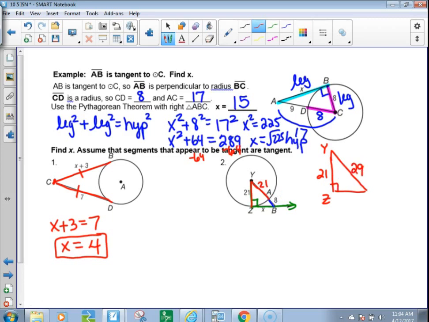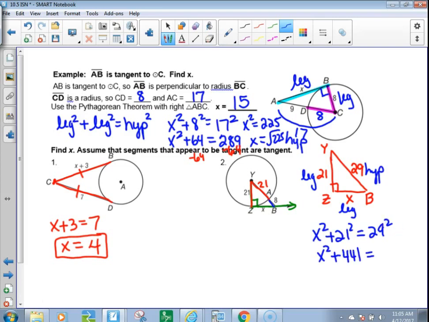And then down here, we're trying to find X, the length from Z to B. Again, that is a leg that you're trying to find because it makes the right angle. The longest side in a right triangle, of course, is the hypotenuse. So we have to do leg squared plus leg squared equals hypotenuse squared. X squared plus 21 squared equals 29 squared. 21 squared is 441. And if I remember correctly, 29 squared is 841. Did I do that right? Thank you. If I subtract 441 from both sides, I end up with x squared is 400. And then I take the square root of 400. That's 20.